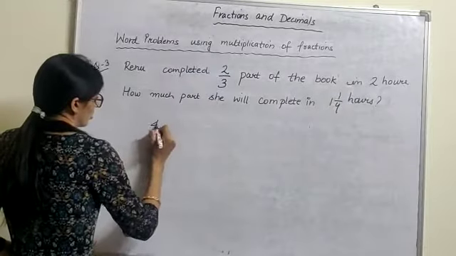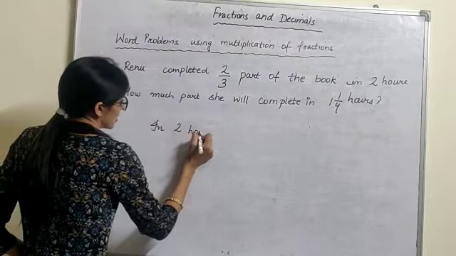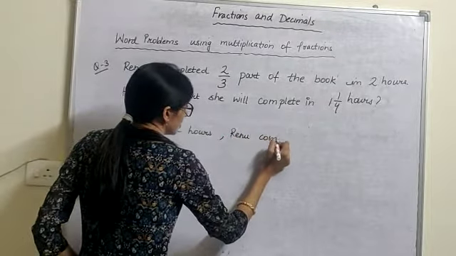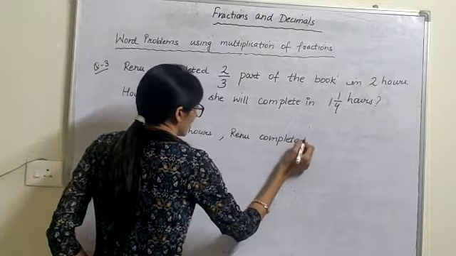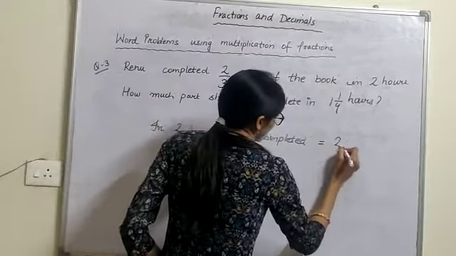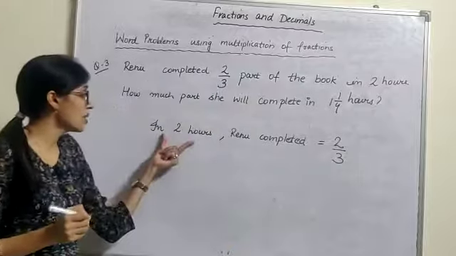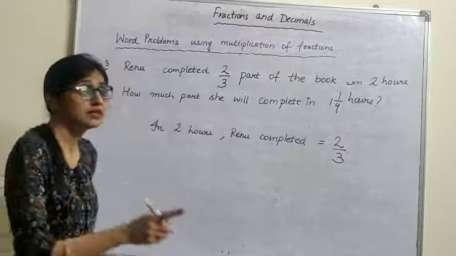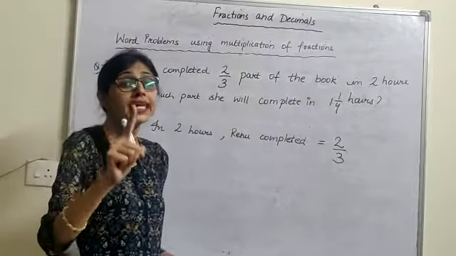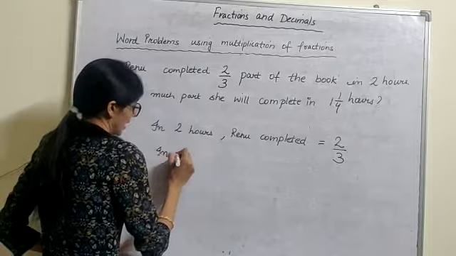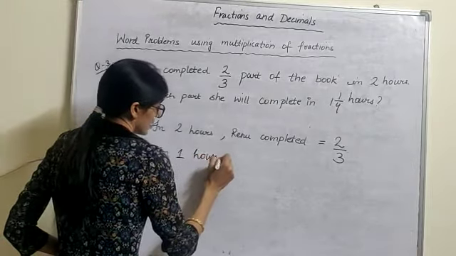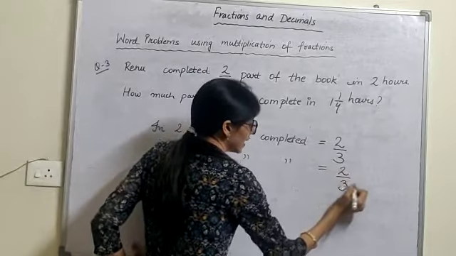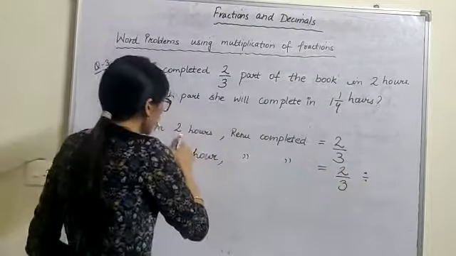We know in 2 hours, Renu completed 2 by 3 part. 2 hours, 2 by 3 part. So what we have to apply? Unitary method. We have to find the value of a single unit. In 1 hour, Renu completed 2 by 3 divided by 2.